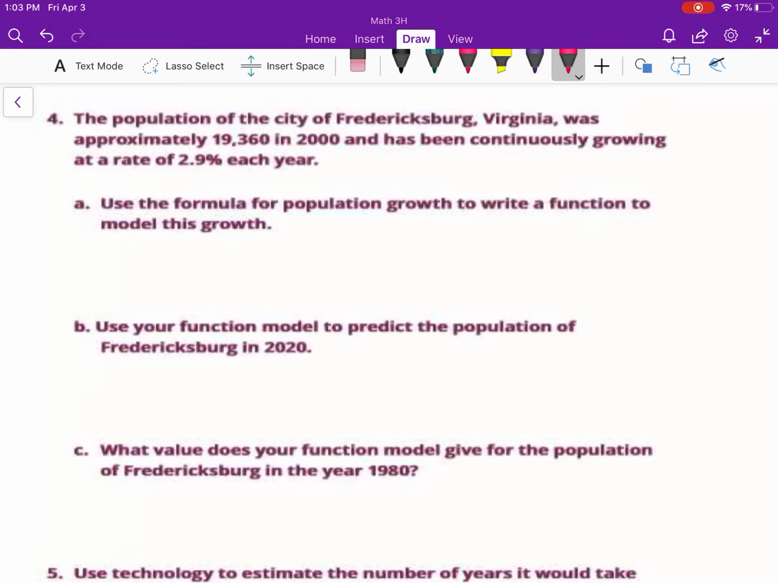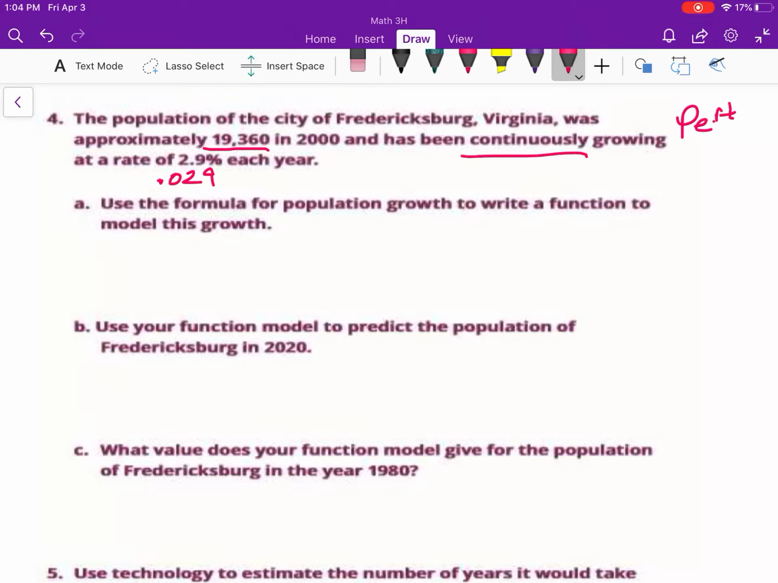So if we look at this problem, it says the population of the city of Fredericksburg, Virginia was approximately 19,360 in the year 2000. And has been continuously growing at a rate of 2.9%. All right, 2.9 we know is 0.029, again, divided by 100. Continuously, there's our PERT formula. So use the formula for population growth to write a function to model this growth.